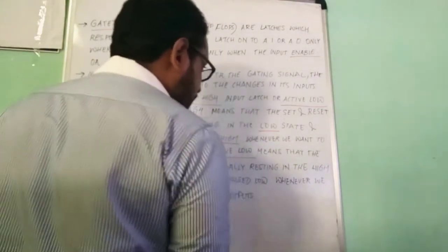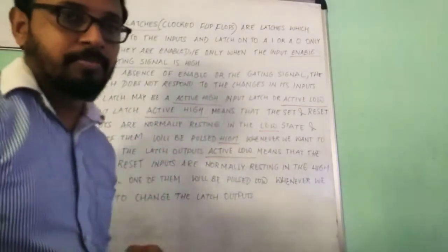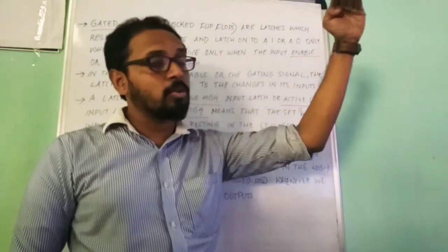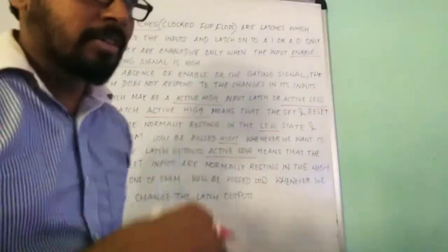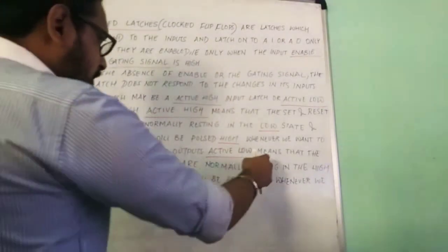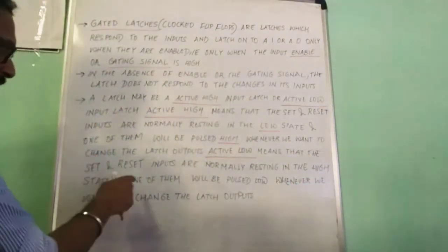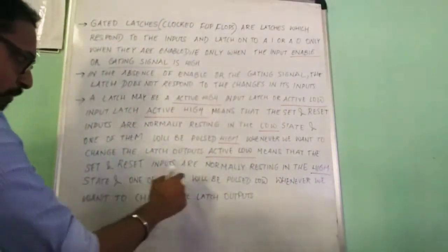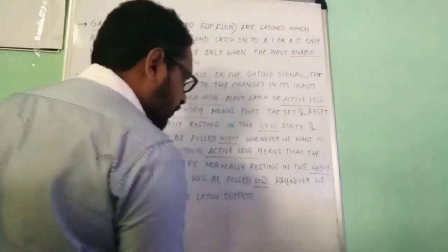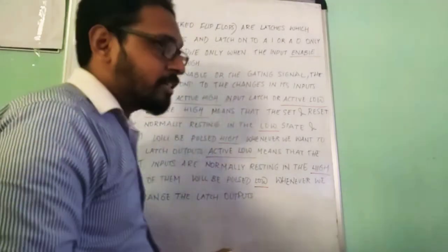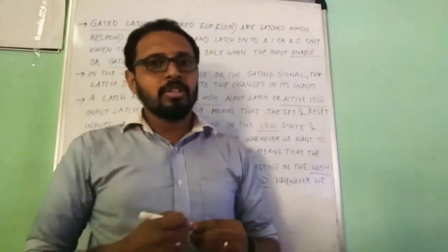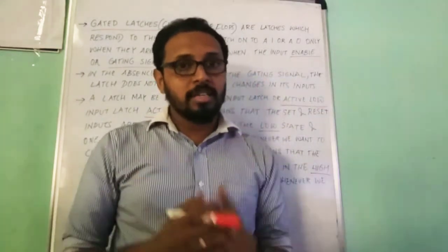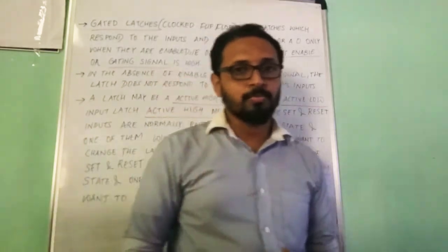Active low means just the opposite. Something is staying in the high level, and based on the input it will be excited to the low state. Active low means the set and reset inputs are normally resting in the high state, and one of them will be pulsed low whenever we want to change the latch outputs. When we go for the theory part, it can be a bit confusing, but when we go for the design, it will be clear.